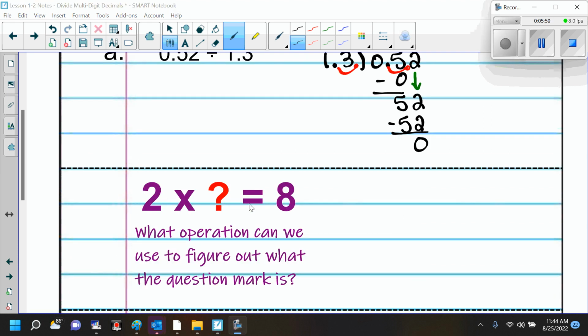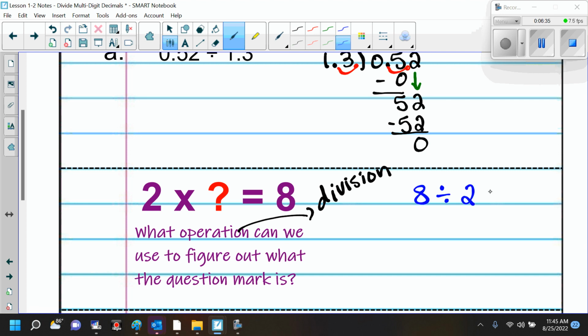So here we have 2 times question mark equals 8. We want to know what operation we can use to figure out what the question mark is. This is going to help us when we are working with word problems. So yeah, the operation that we are going to use is division. We're going to use division to figure out what the question mark is. And that division problem is going to be 8 divided by 2 equals the question mark. Okay?